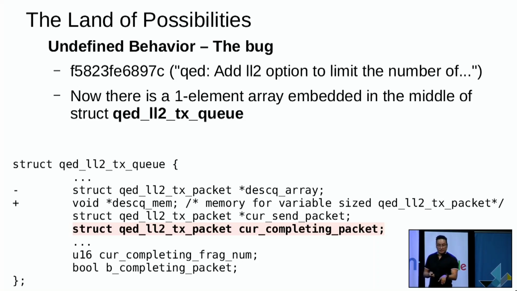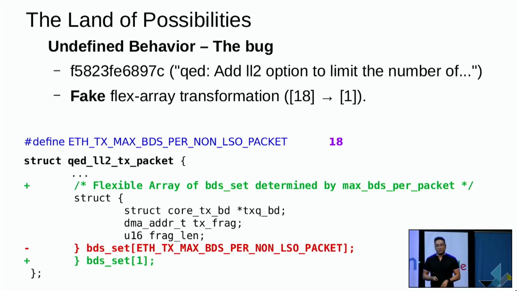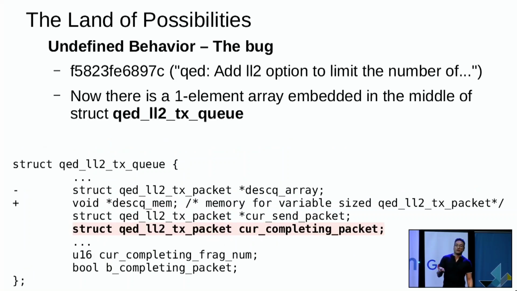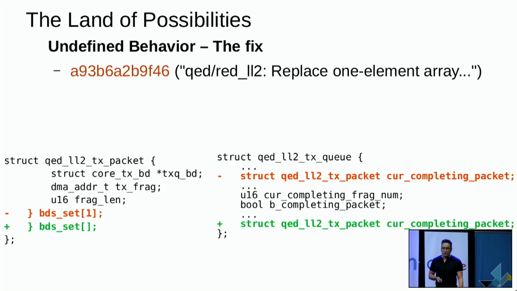And you can see here that tx packet is of the type of this fake flexible structure. The fake flexible structure is this QED LL2 tx packet. So in the middle of another structure, we have this fake flexible structure. So this is basically causing the same problem as the previous example. This is going to cause undefined behavior, because at runtime, we are going to overrun the rest of the members in the structure. So we need to fix that.